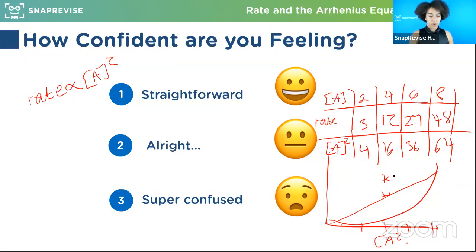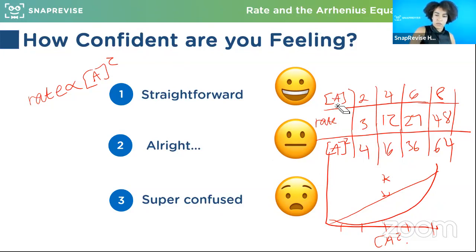So I need some emoji feedback, people, because I can't tell if you guys are getting what I'm talking about. You're just going to need to know how to do it. I highly doubt you'll be asked to redraw the graph. What's the bottom axis? It's a squared.